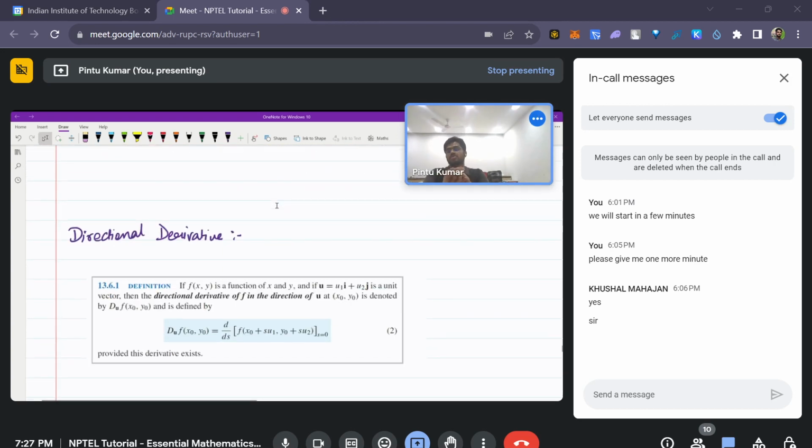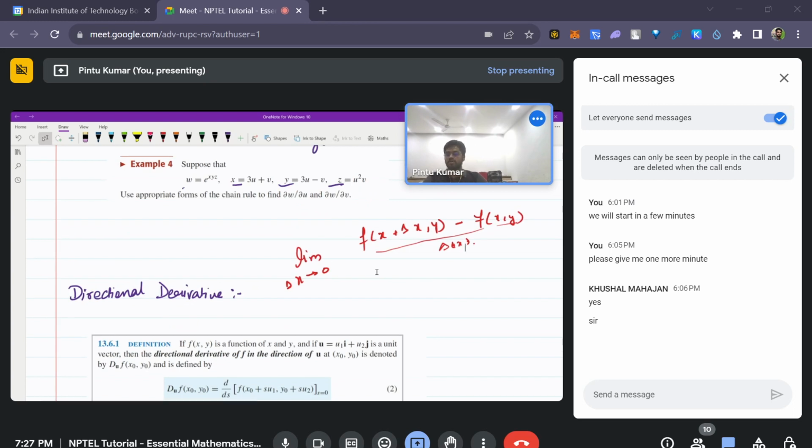Okay. So till now, what we have done, we have talked about partial derivative, right? If you look at the definition of partial derivative, it was limit delta x tends to 0, f of x plus delta x comma y minus f of x comma y divided by delta x, right? Yeah, this was your formula for partial derivative.